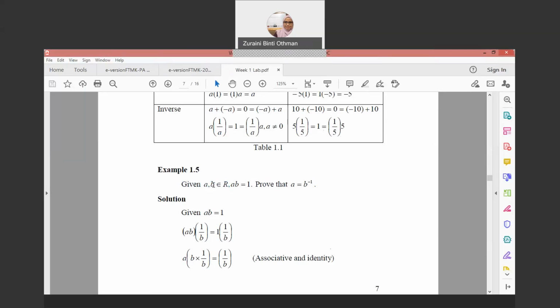Okay, so soalan dekat sini, contoh ni contoh. A, B ialah element of, simbol element of R. A, B ni ialah nombor real number. Dan A, B sama dengan 1. Okey, sekarang buktikan A sama juga dengan B negatif 1.